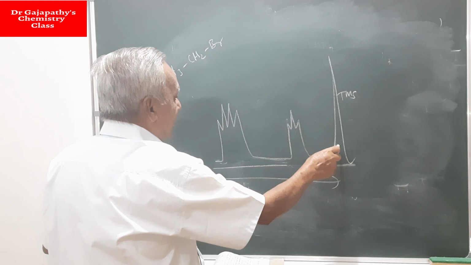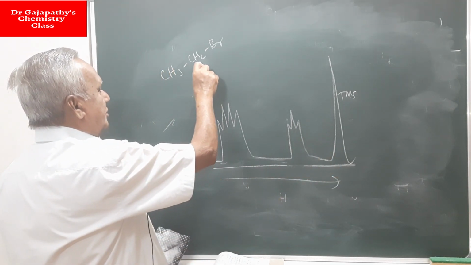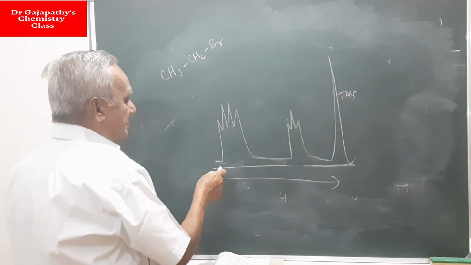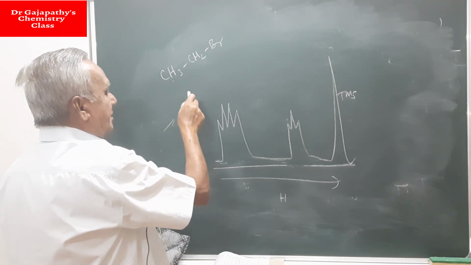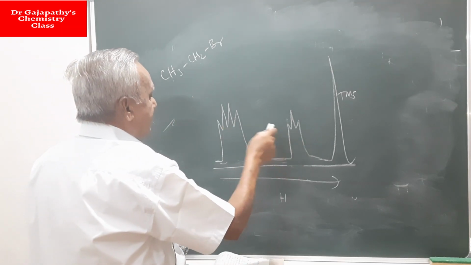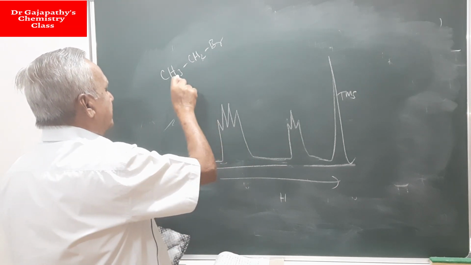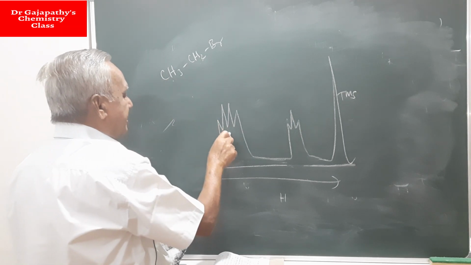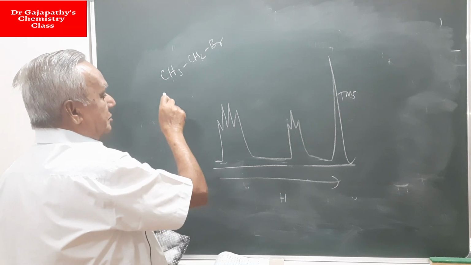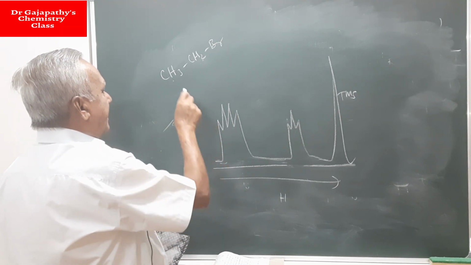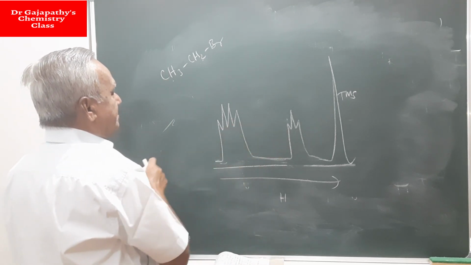TMS, the reference material, absorbs at the highest field, and this CH2, which is attached to a bromine, absorbs at a low field, and CH3 absorbs at a relatively higher field. This signal, due to the 3 protons on the adjacent carbon, is split into a quartet. And the signal of the methyl, adjacent to this, will be a triplet.